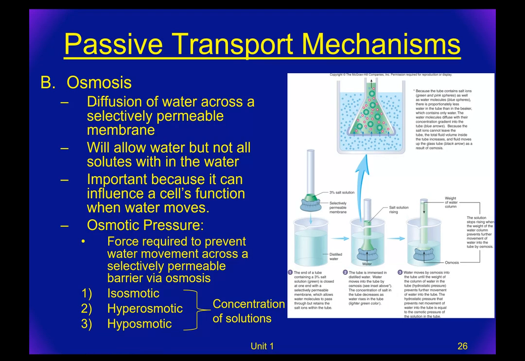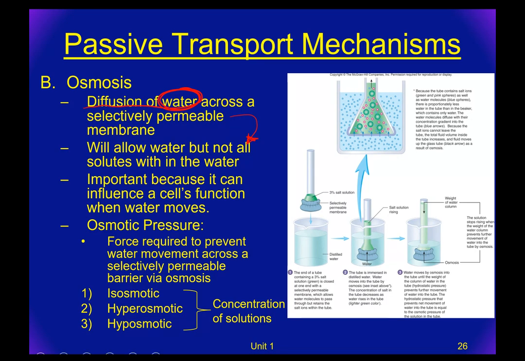Osmosis is still a type of diffusion, but now we're talking about water moving. So we're not talking about salt or sugar moving. Now we're talking about water going from a high concentration to a low concentration through a selectively permeable membrane. Selective, I decide who gets to go through. Permeable, if you fit, you may go, but if you don't, you're not going anywhere. So, a selectively permeable membrane normally will let water go through, but not the solutes.